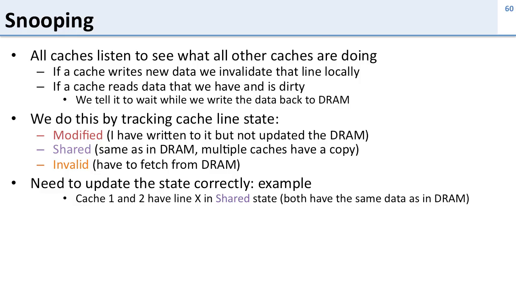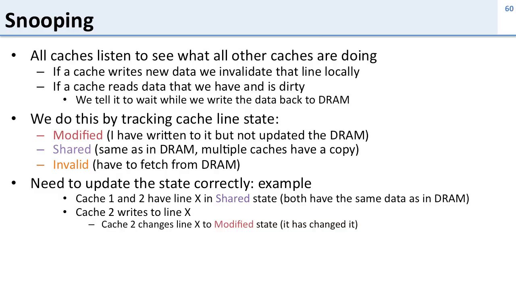Say cache 1 and cache 2 both have line X and it's both shared. So it's shared, that means both of them have the same data that's in the DRAM. Now cache 2 writes to line X. So now it's no longer the same as the DRAM. So cache 2 is going to change this line from shared to modified because it's changed it. At the same time, cache 1 is going to change its line to invalid because cache 2 has now updated the line and cache 1 doesn't have the right value.